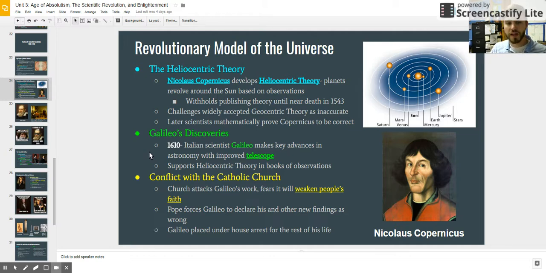So even though they know Galileo has some good points, they're not willing to accept that. And they're not willing to accept anything other than the Bible's interpretation. And so the Pope forces Galileo to declare himself to be a heretic, that he's wrong. He has to take back his statements, and they put Galileo under house arrest for the rest of his life.